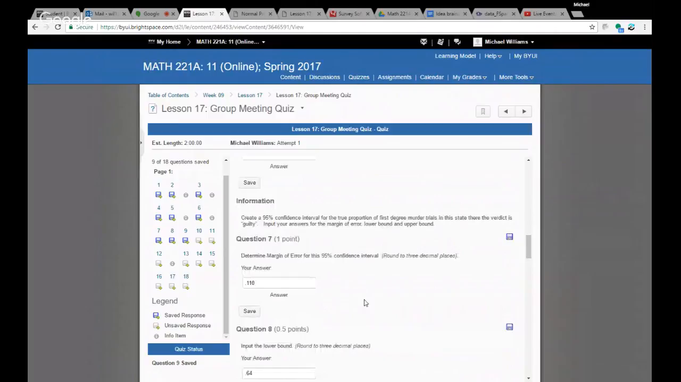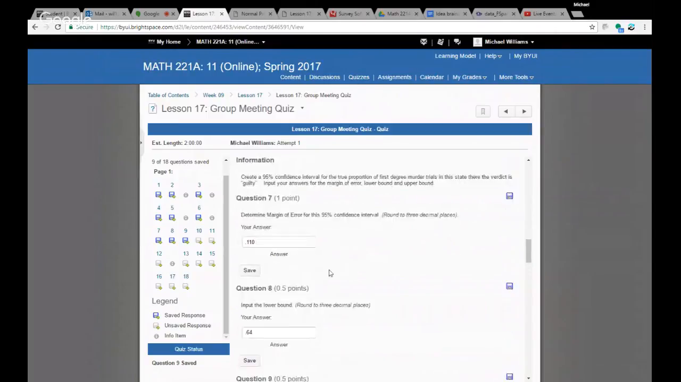Okay. And then questions 7, 8, and 9 are the ones we just did. We used the old formula to get the margin of error. So the margin of error equals the confidence interval, which for 95% is 1.96, times the square root of p hat times 1 minus p hat divided by n. So we did the math and both came to 0.11.